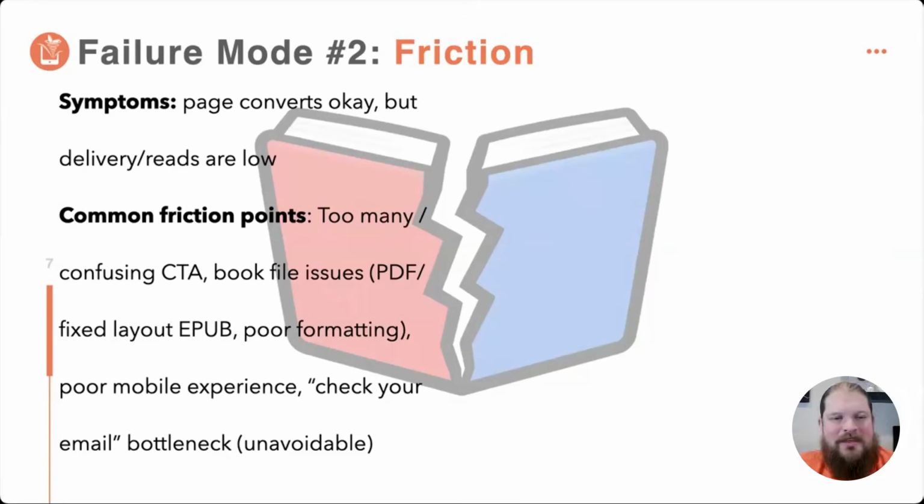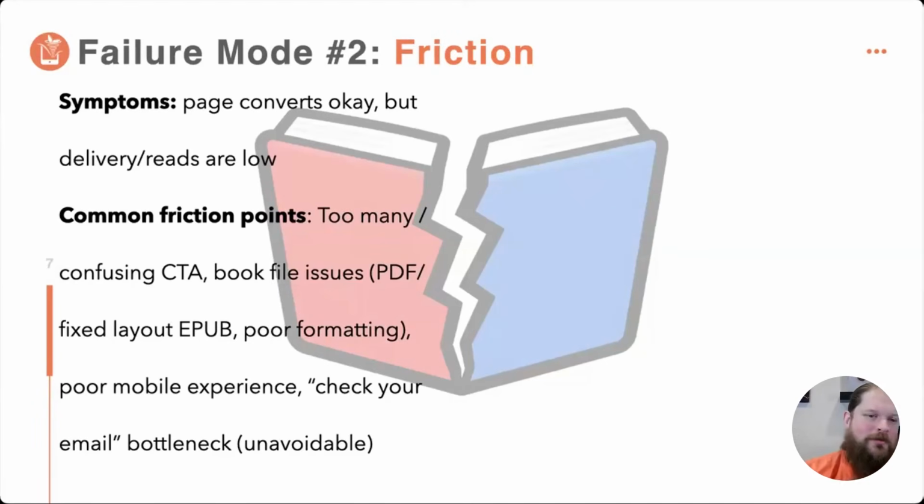They open it up and it's just clunky to read, and maybe they shouldn't have any trouble getting it to their device. If they do, obviously, there's BookFunnel support there to help them out. But even if they get to that point, if the reading experience isn't great because of the file format or because of poor formatting, they're not going to continue. These are things you need to check.